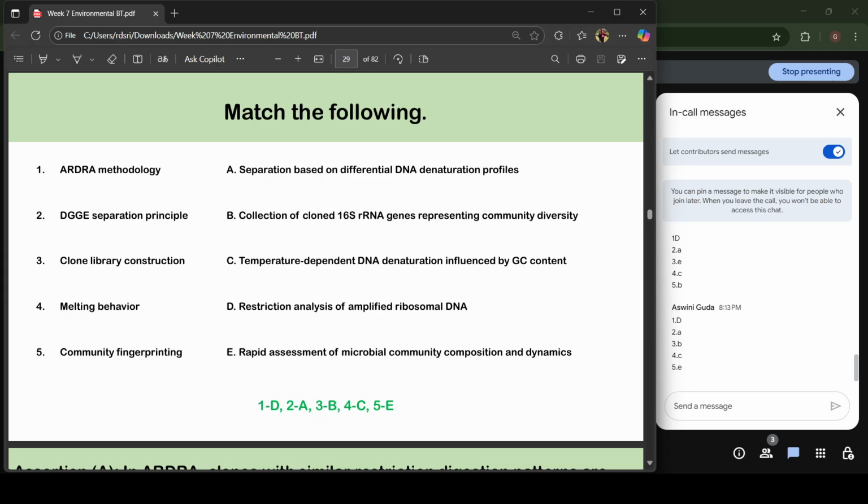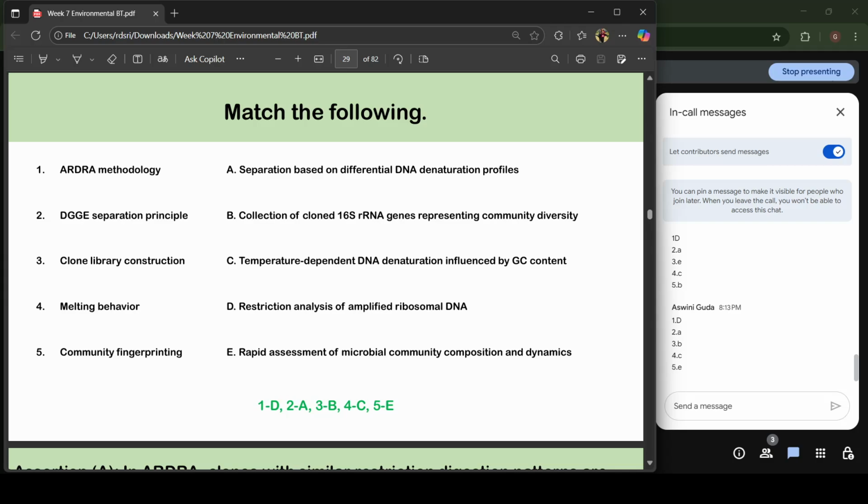Okay. So in the ARDRA methodology, we do a restriction analysis of amplified ribosomal DNA. In DGGE also we do restriction analysis, but it is not of ribosomal DNA. It is based on the DNA denaturation profile.